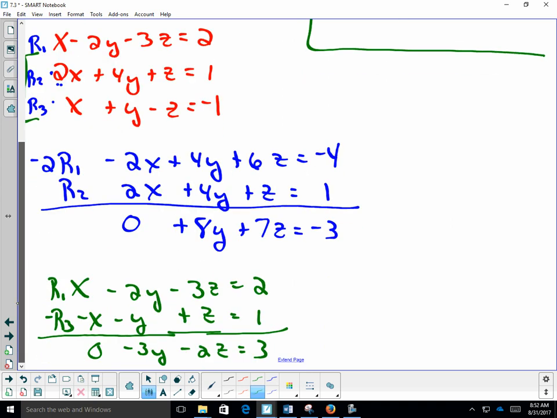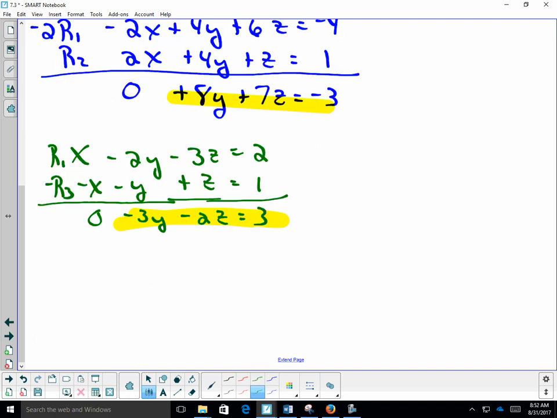But what I do notice is at this point here, I have this equation with a y and a z, and I have this equation with a y and a z. So I have two equations with two unknowns. I can put those together and solve them. So I'm going to write those down next to each other so it's easier for me to see. So I'm going to extend the page here, and I'm going to write 8y plus 7z is equal to -3. I'm going to write negative 3y minus 2z is equal to 3.